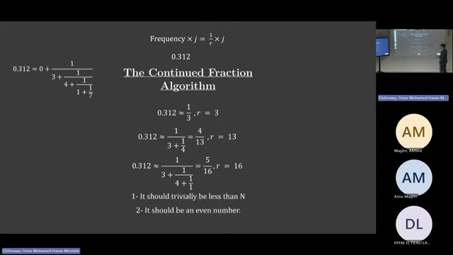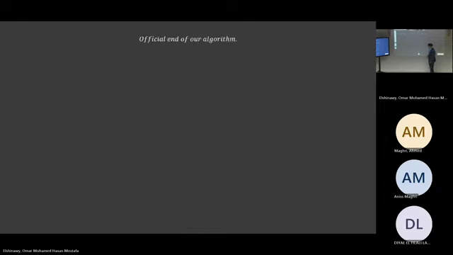One, it should trivially be less than n. And second, it should be an even number. Because as we said before, if it's an odd number, our half will not be a whole number. So in our example, r would be 16. And that's officially the end of our quantum subroutine, and moreover, an official end for our algorithm.